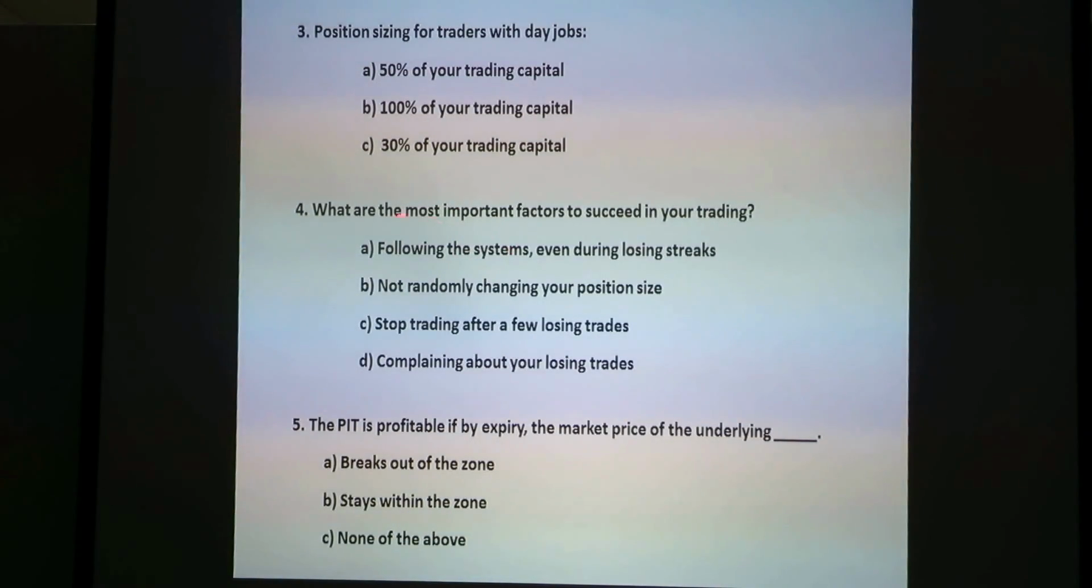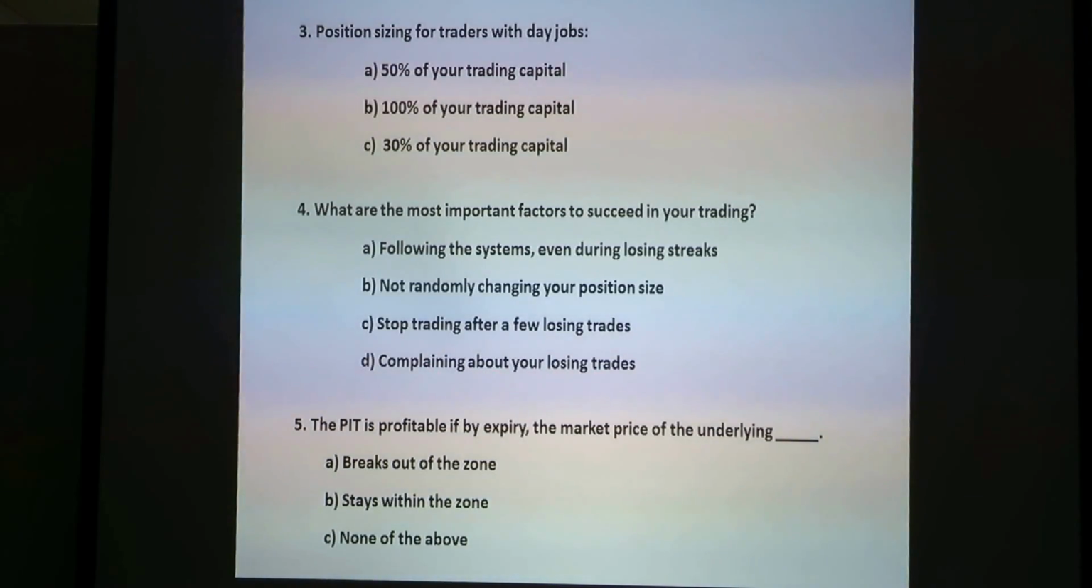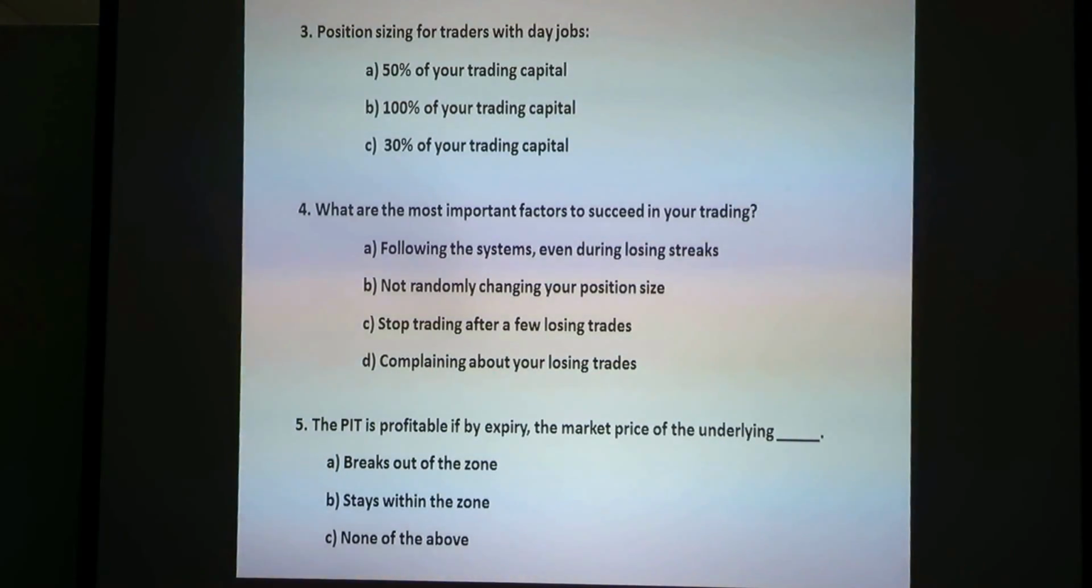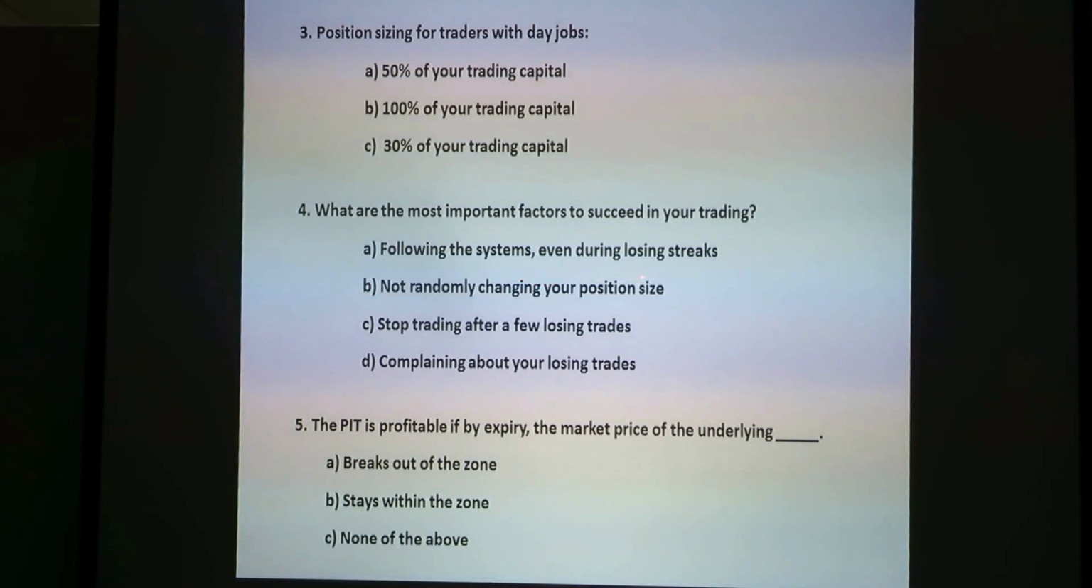So what are the most important things to succeed in your trading? Follow a system, don't keep changing position sizing, start trading after accumulating trades, complain about losing trades. Don't laugh, I don't know, people complain. Which one? A and B, B. The system must be followed. If you want one contract, follow one contract. You say, oh, I cannot hit. This week I don't trade, next week I trade, that kind of thing. And then it's not consistent.